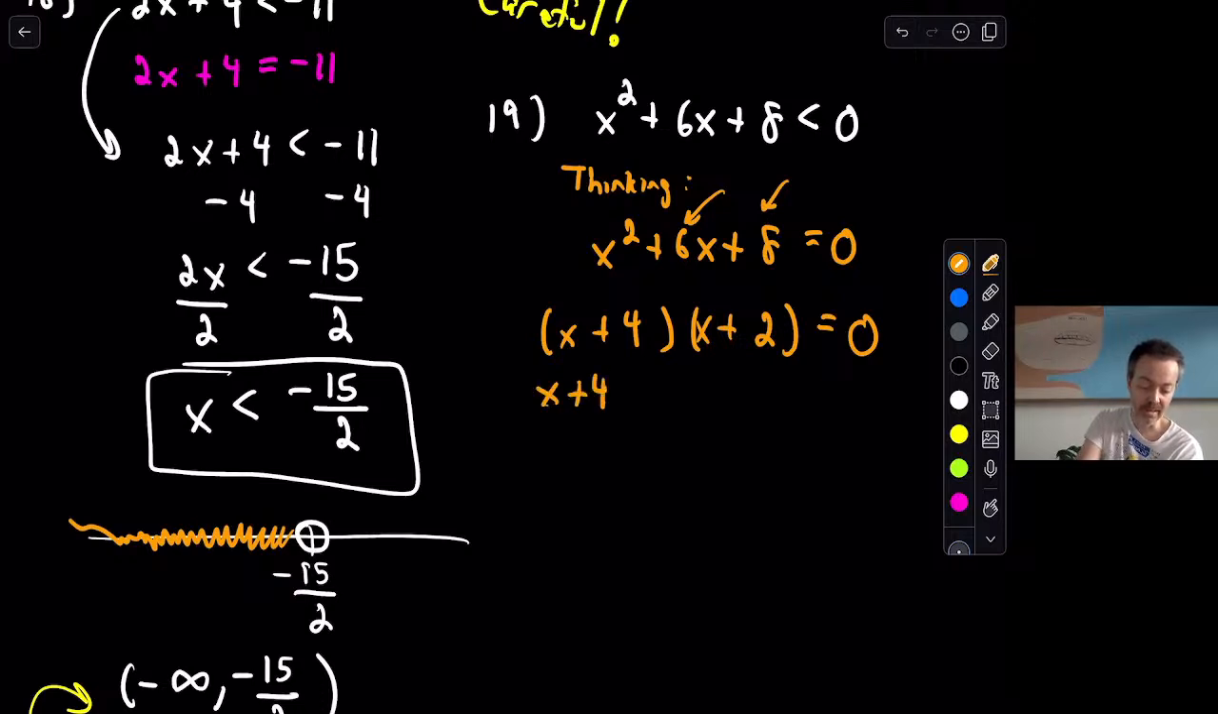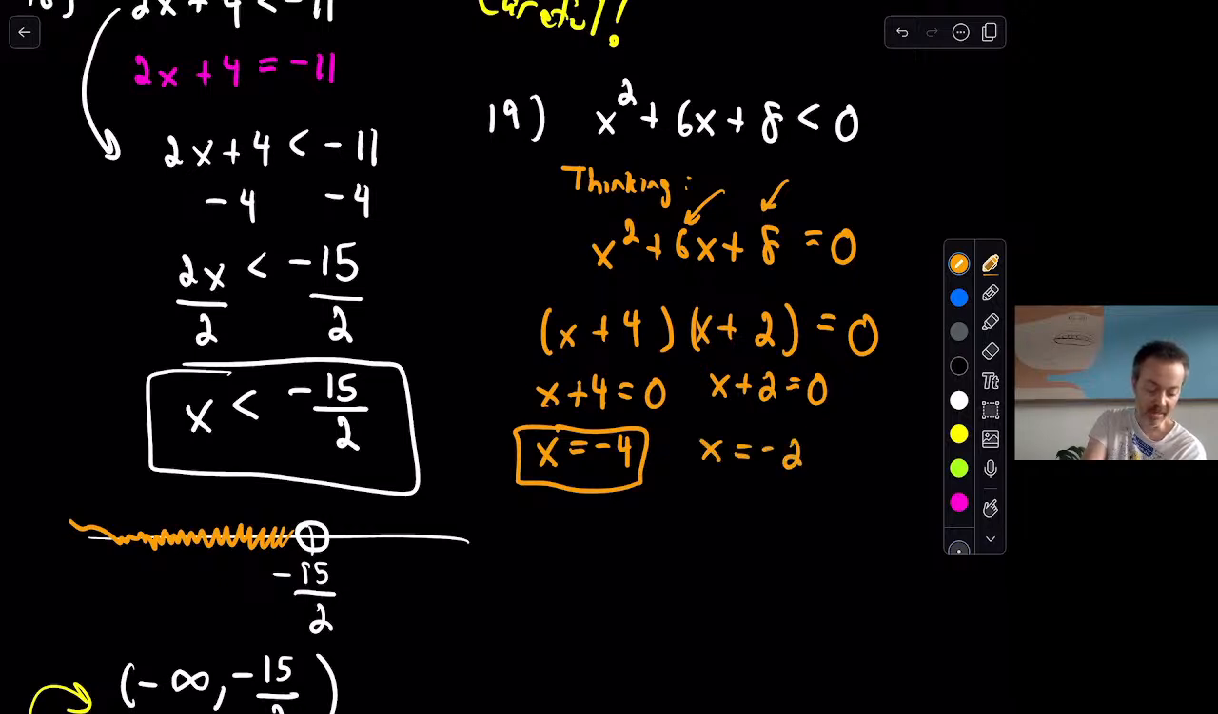Well, we said we set each of those equal to 0. And my first one would give me a solution of -4, and my second one would give me a solution of -2. Okay, so those are the solutions to the quadratic equation, not the inequality, right? We want the inequality. We don't want the equation, but, well, guess what? The equation gives us useful information.